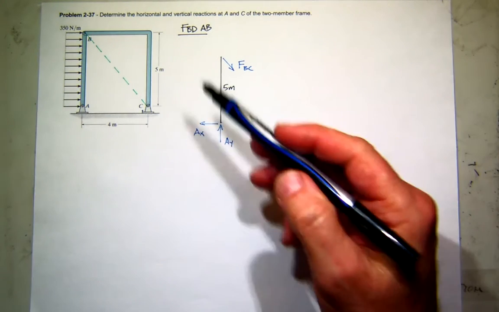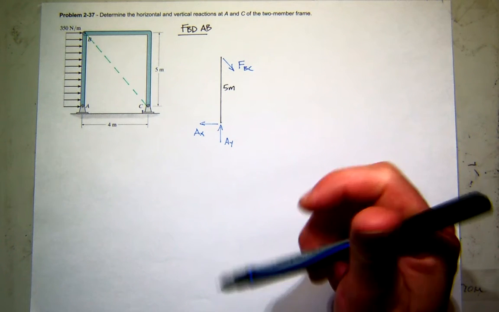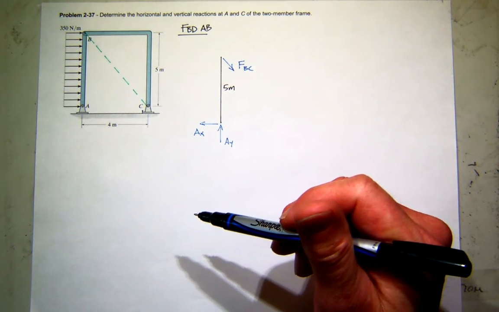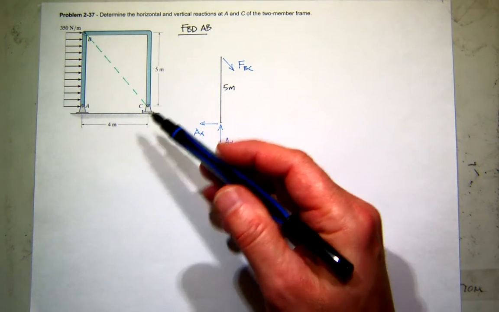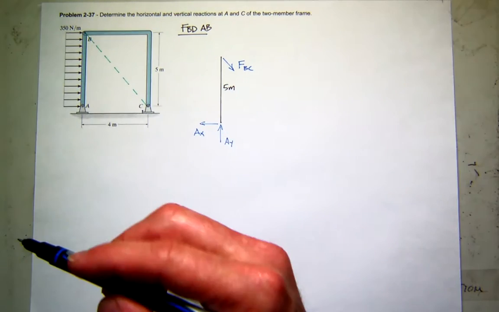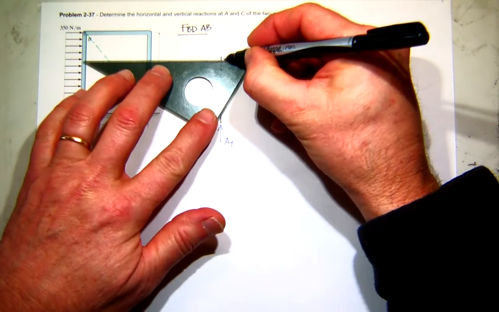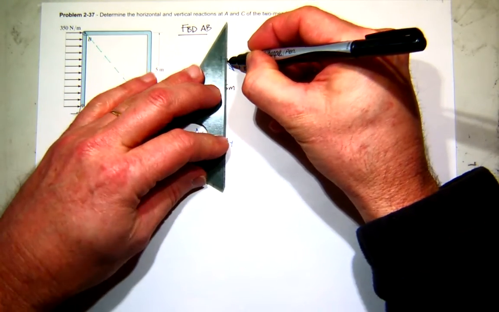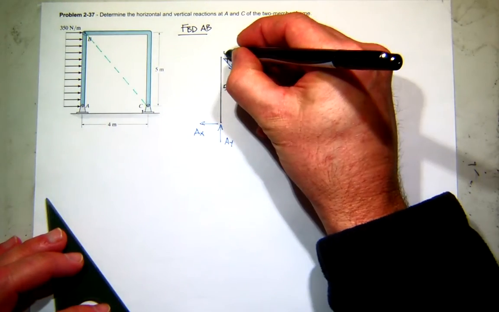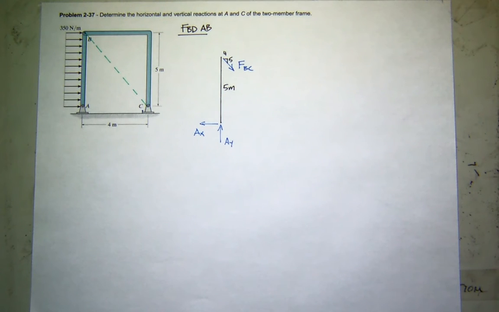How many unknowns on that free body? 3. 3 equations, 3 unknowns. I should be able to solve for all those. What is that direction? Well, it looks like it goes over 4 and it goes up 5, right? Did I do that right? So if you look at a little triangle to tell you the slope, it's going to go over 4 and up 5. That's not a nice triangle. It's not like a 3-4-5 triangle. I don't know what that is off the top of my head.